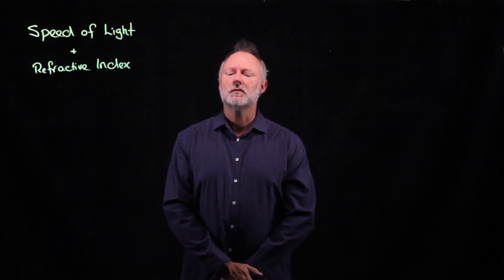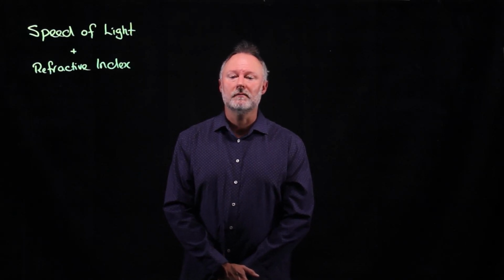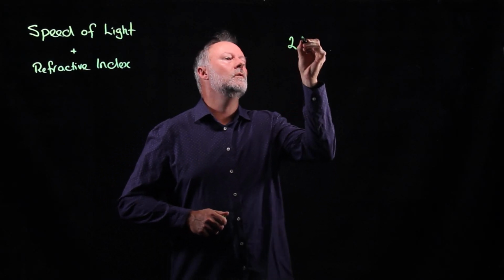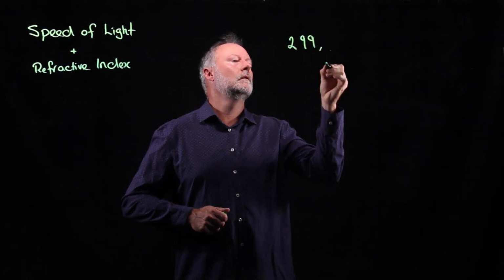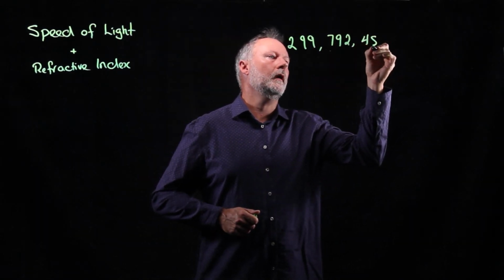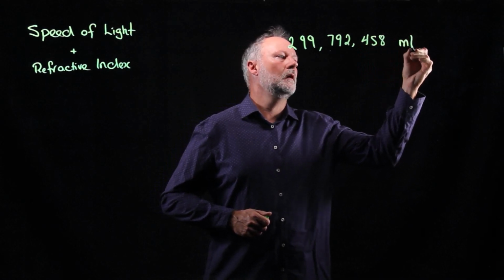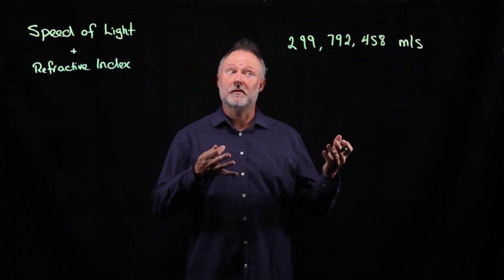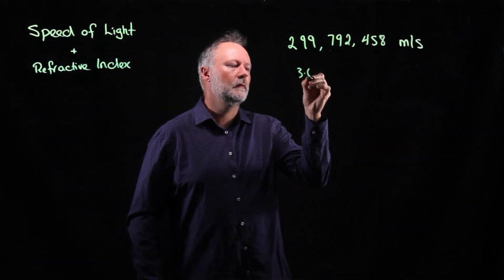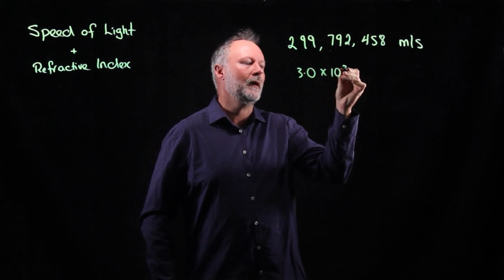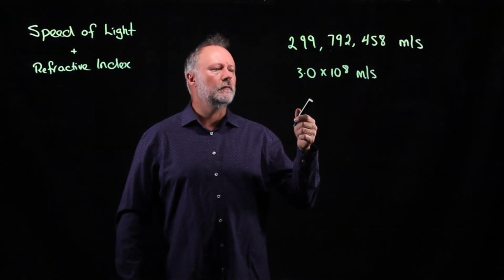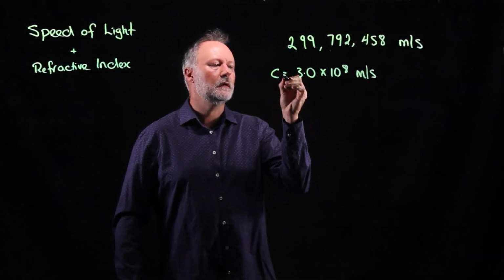So for a start, most of you appreciate that light is an electromagnetic wave. It travels through vacuum at a speed of 299,792,458 meters per second. That's extremely fast. For the purpose of VCE physics, we round that to 3.0 by 10 to the 8 meters per second. The speed of light is used so often in physics, it's given its own symbol, c.